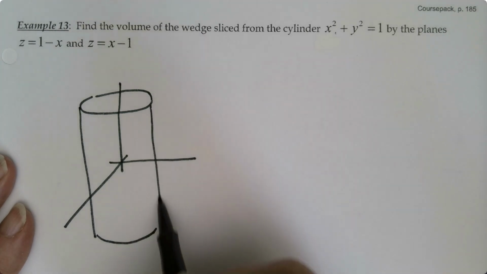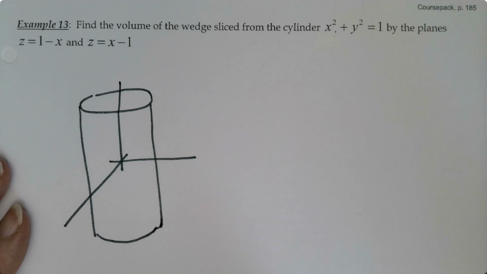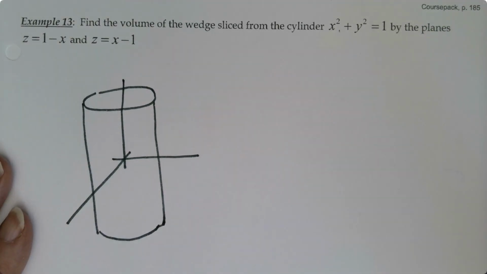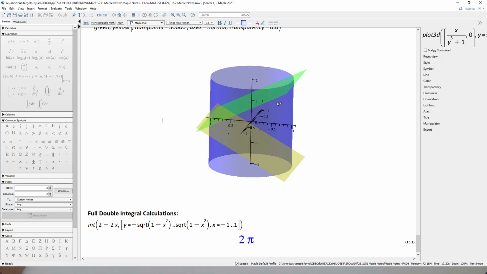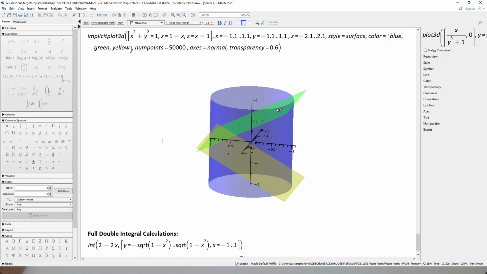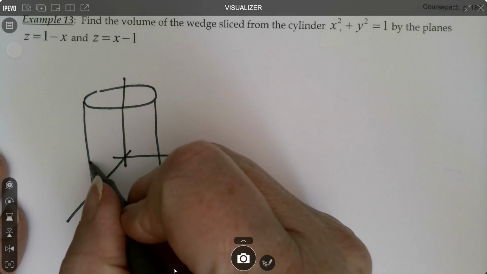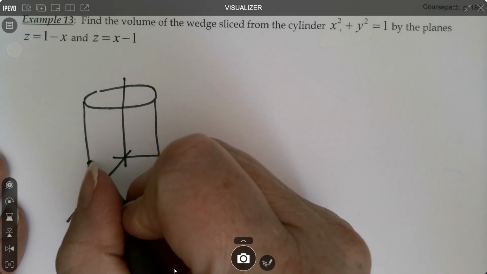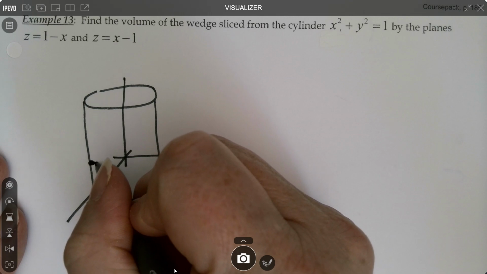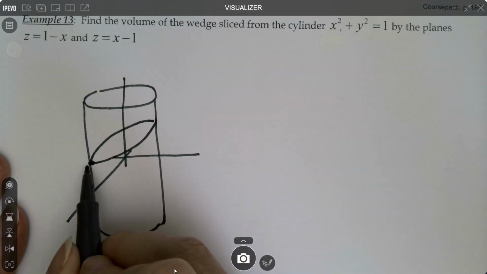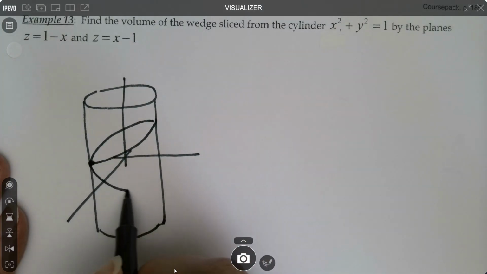Technically, it goes on forever and ever, but we're just going to give it a rest at that bit. And then we're going to cut into it. And you can see this with Maple if you want. You're cutting into it with two planes, right? With z equals 1 minus x, which is this green one here, and then z equals x minus 1 is that yellow one kind of right there. So they hit over here. So you have kind of one going up, and another one starts at that same point and goes down.